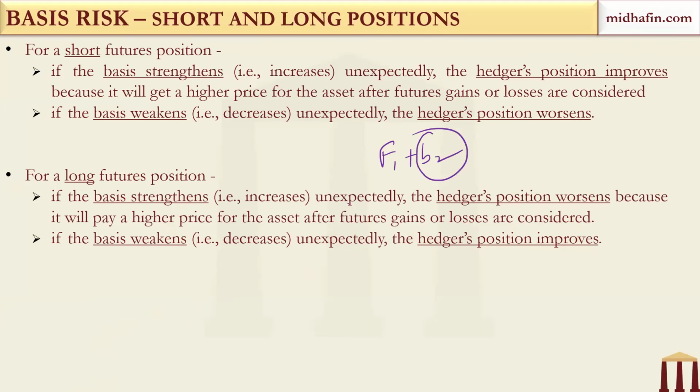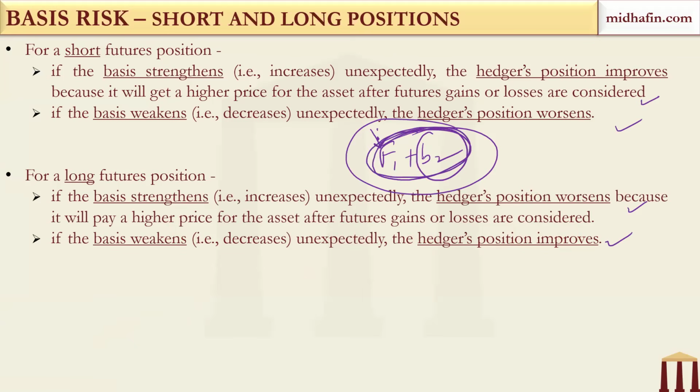B2 is the final basis. F1 is the initial futures price. All 4 points are ruled by this expression basically. So this is the price which is paid by the long position. And this is also the price which is received by the short position.